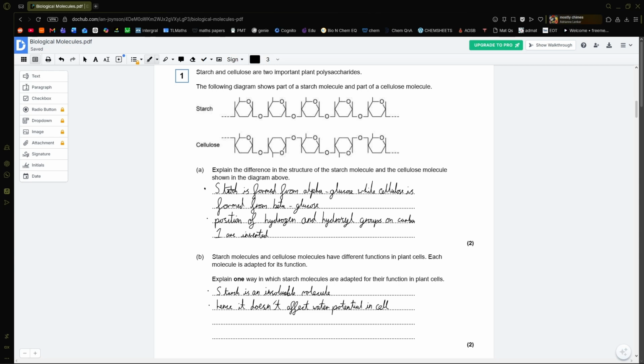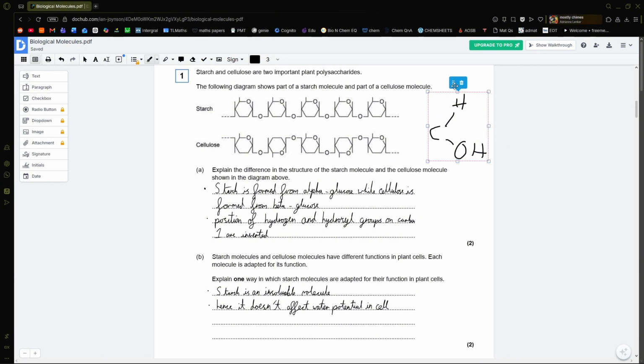Anyways. Explain the differences in the structure of the starch molecule and the cellulose molecule shown in the diagram above. So starch is formed from alpha glucose, while cellulose is formed from beta glucose, which is what I said. Position of hydrogen and hydroxyl groups: you know how you have the H and the OH. That's alpha, by the way, H is on top. So the position of hydrogen and hydroxyl groups on carbon-1 are inverted. So you see, they invert.